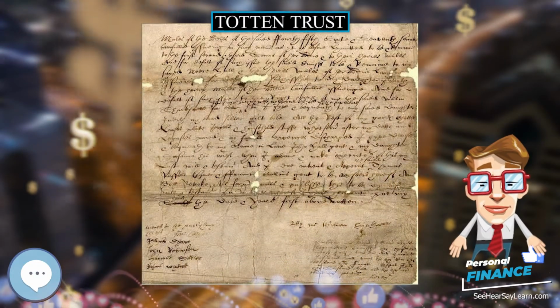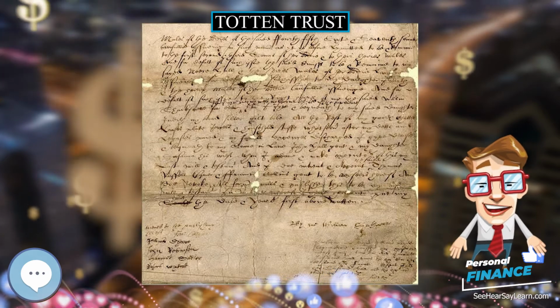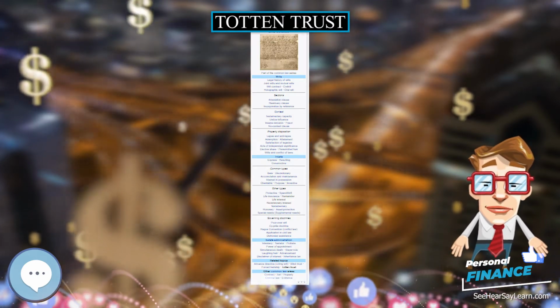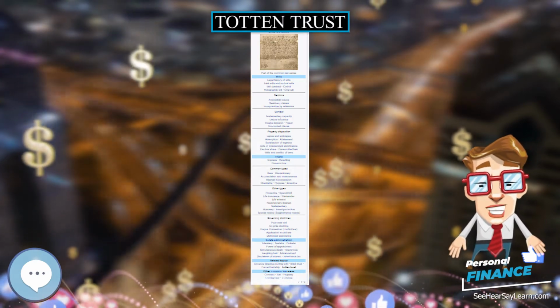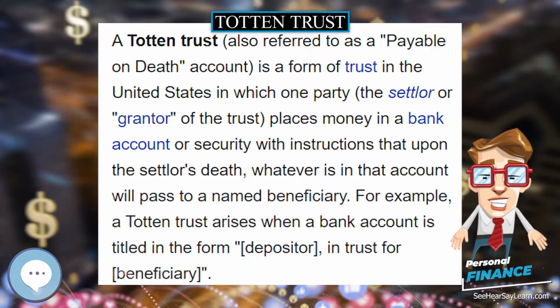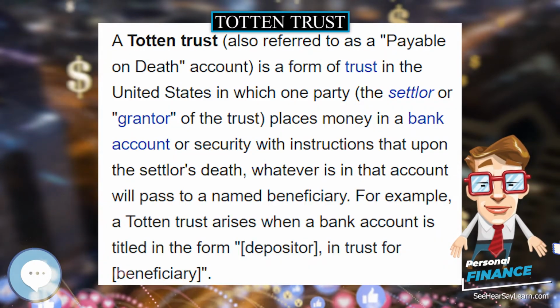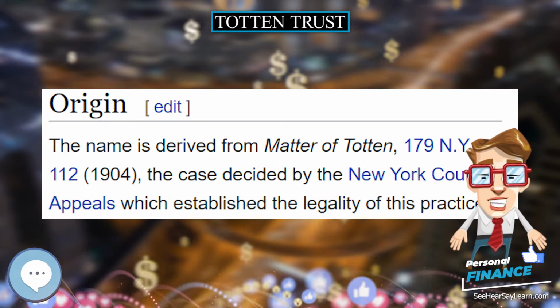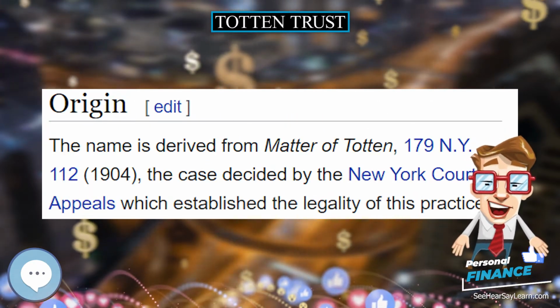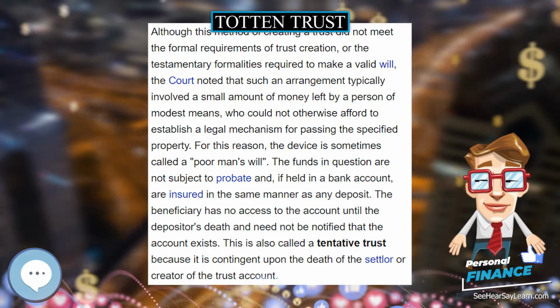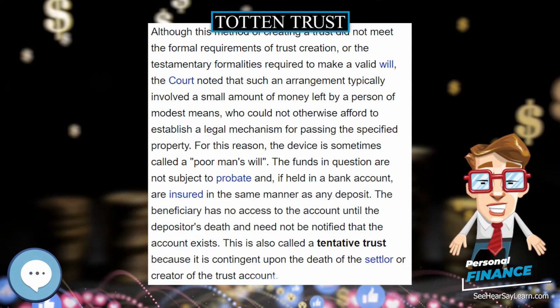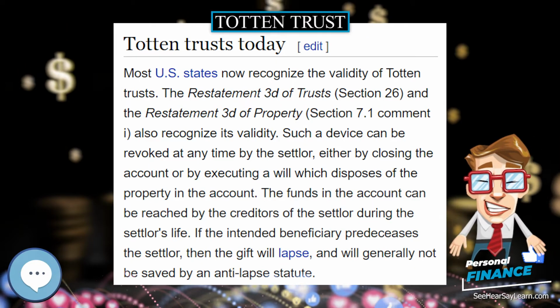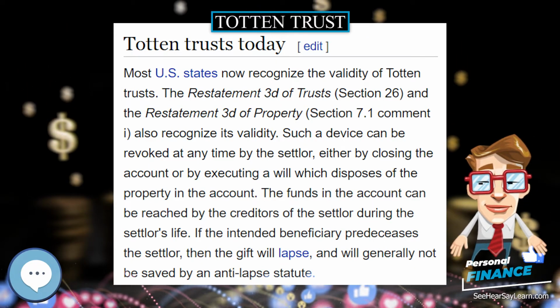Totten Trust. A Totten Trust, also referred to as a payable on death account, is a form of trust in the United States in which one party, the settlor or grantor of the trust, places money in a bank account or security with instructions that upon the settlor's death, whatever is in that account will pass to a named beneficiary. For example, a Totten Trust arises when a bank account is titled in the form, "in trust for."